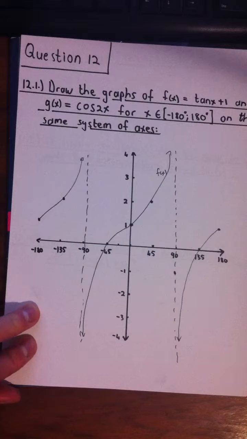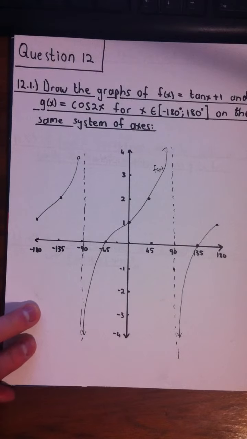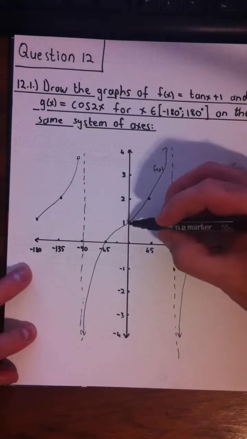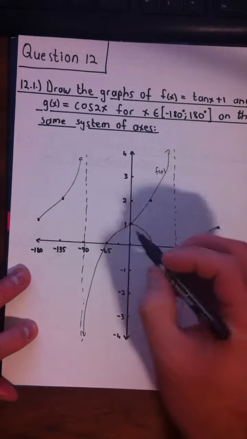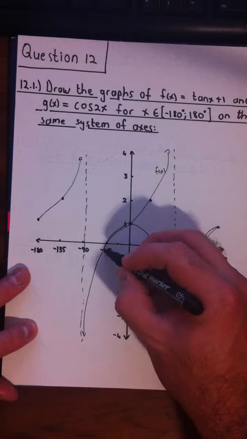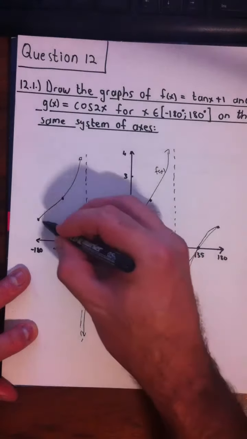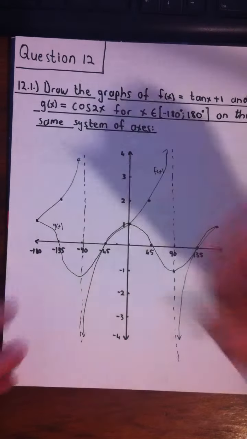Then cosine of 270 would usually give you 0. 270 divided by 2, 135. And lastly 360. Cosine of 360 is equal to 1. We'll divide 360 by 2 to give us 180 and 1. Okay, so here's your positive side of your cosine of 2x, and the negative side will just be a mirror image of it. And there you go. We'll call this one g of x.